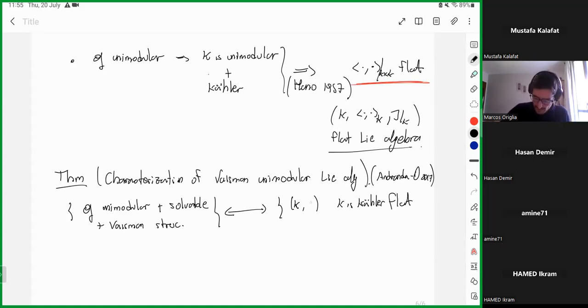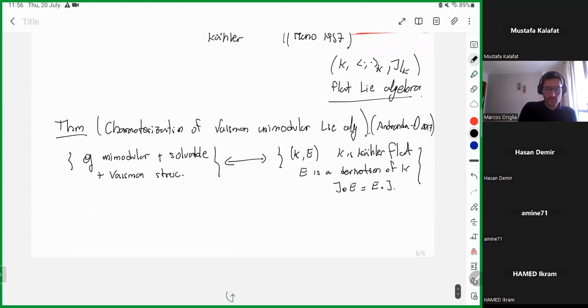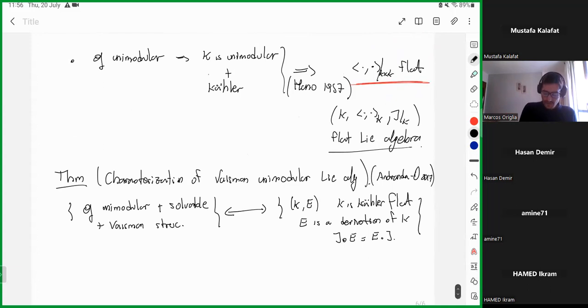So it means that we have a derivation, let me call it E. So E is a derivation of K. And the extra property we need for everything to work is that this derivation has to commute with the complex structure. So in this case, we have a one-to-one correspondence between solvable Weismann unimodular Lie algebras and these Kähler flat algebras with a derivation. So what is the relation?